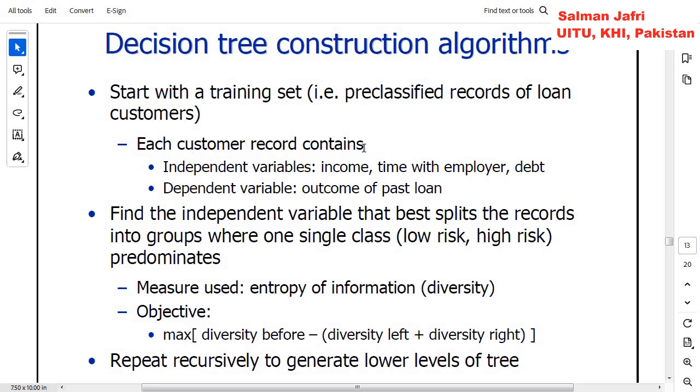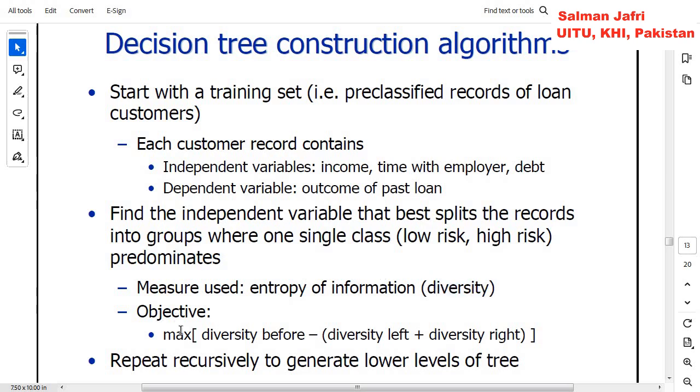So what does each customer record contain? It contains independent variables, which are income, time employed, debt. It also contains the dependent variable, the outcome of the past loan. So we find the independent variable that best splits the records into groups where one single class, low risk or high risk, predominates. So what is the measure used? Entropy of information. Diversity is used to find out.